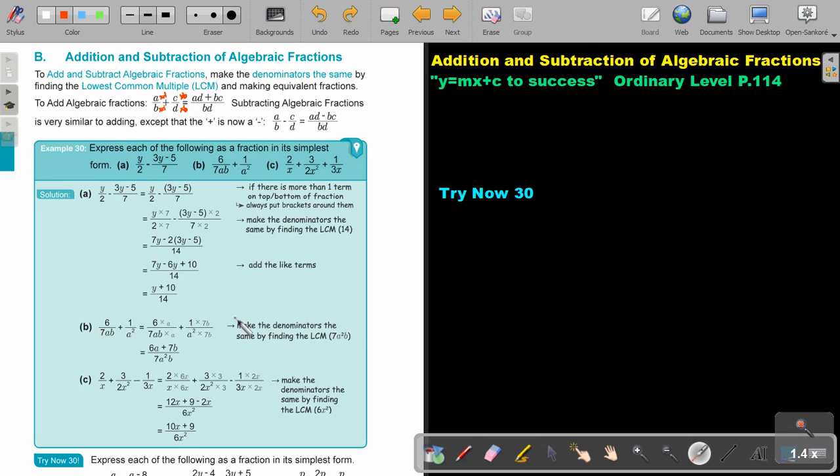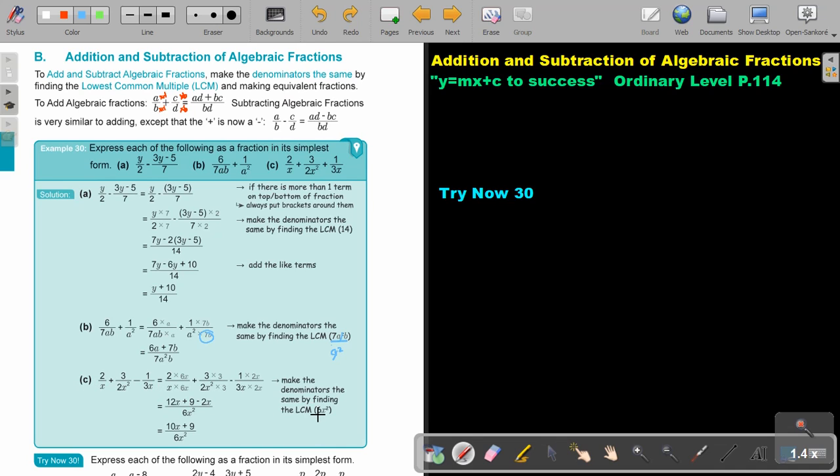In this case, there's a 7, there's an a squared, and there's a b. So by doing this, I multiply 7b. How do I find that 7b? I can just say 7a squared b divided by a squared. So if I divide, I'm left with that 7b. So whatever I multiply at the bottom, I also multiply at the top. And then I just get this. Nothing can simplify further.